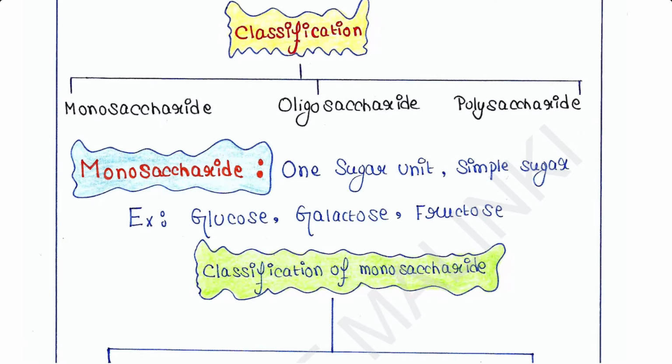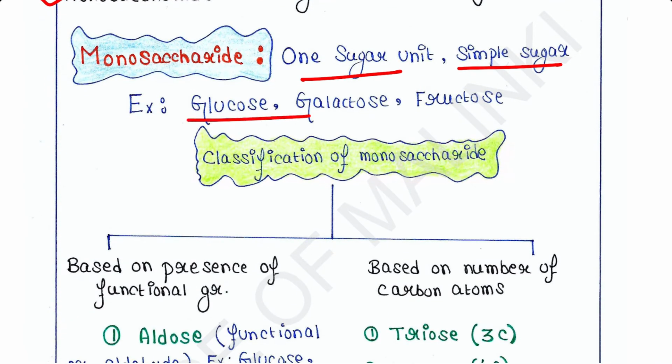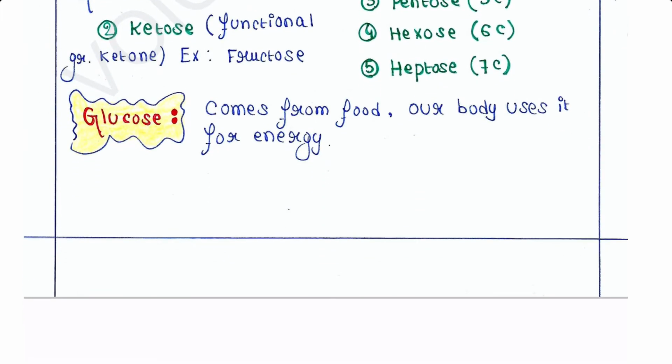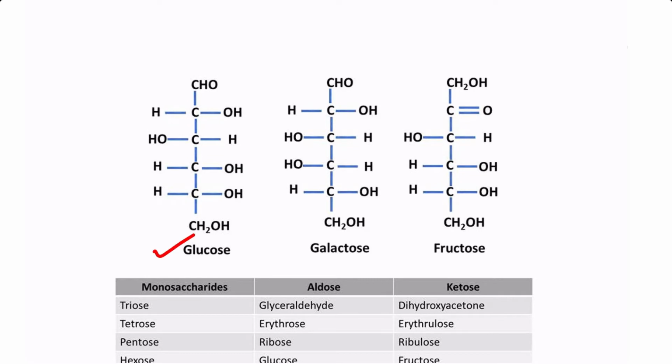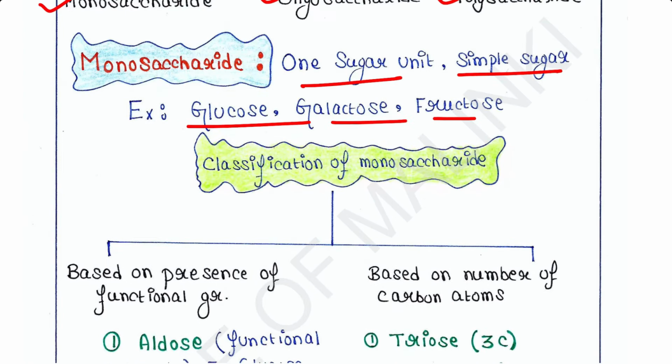Classification. So carbohydrates are classified into 3 groups: monosaccharide, oligosaccharide and polysaccharide. Monosaccharides. So they are composed of only one sugar unit. They are also referred to as simple sugar. Example: glucose, galactose, fructose. Let's see their structure. So glucose, galactose, fructose, these are monosaccharides.